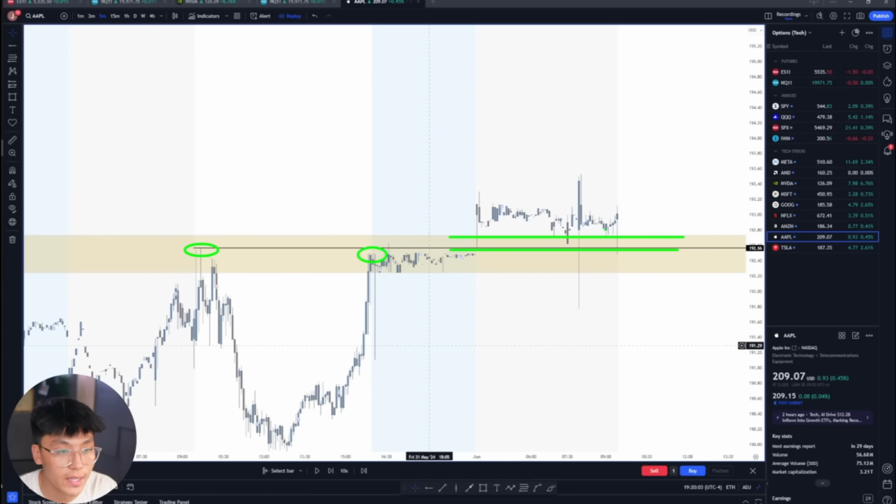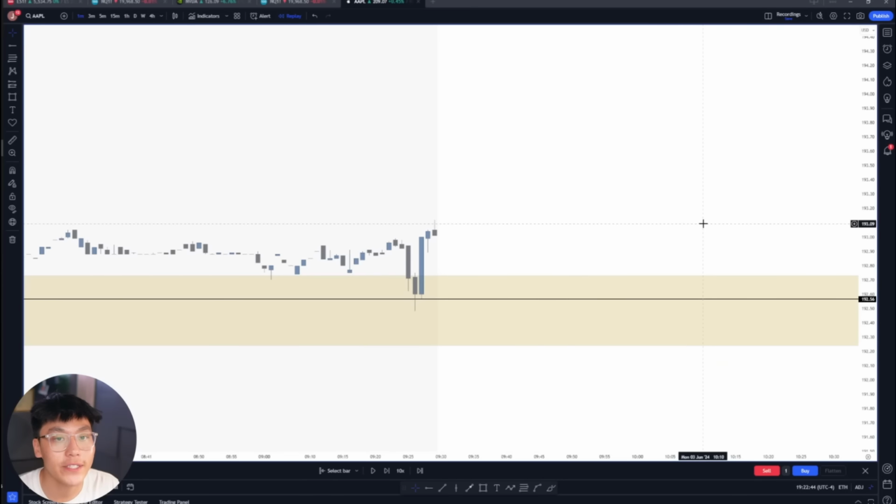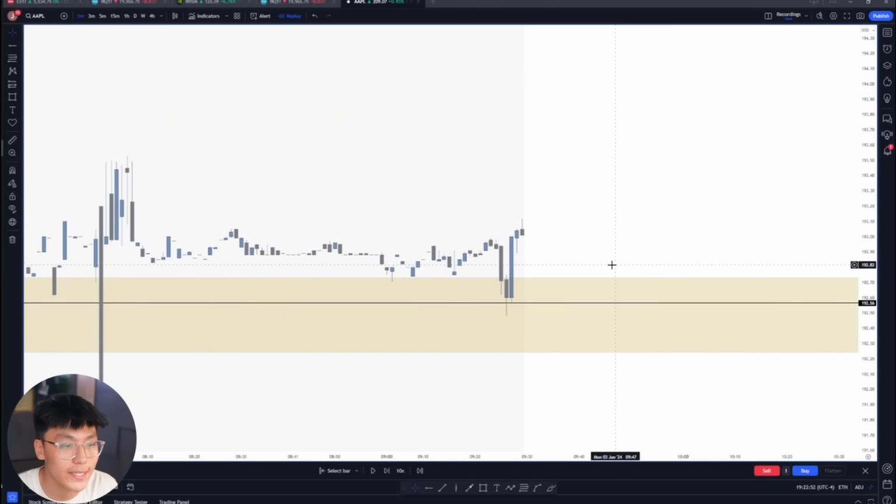So we want to use this level as support for a push back towards the upside. If we go into the 1 minute time frame here, now coming into market open, we have all our key levels marked off. We have our key flip zone on the higher time frame. We also marked out our previous day high. So we want to see the reaction of this level coming into market open.